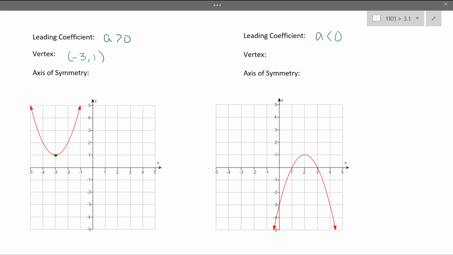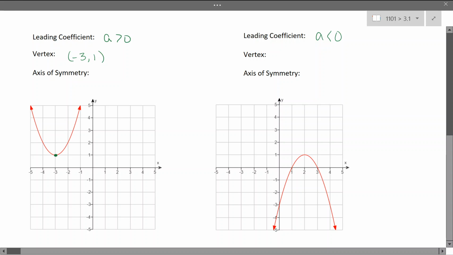Looking at our second example, we can see that as you go from left to right, the graph goes up until it reaches x equals 2, y equals 1, and then it goes down. That tells us that our vertex is the point 2, 1.